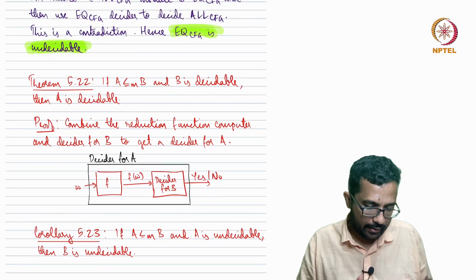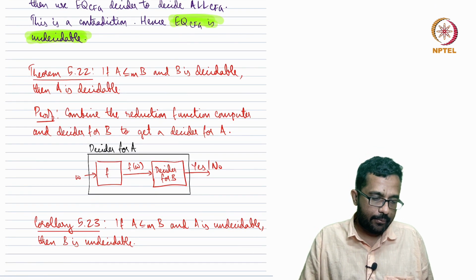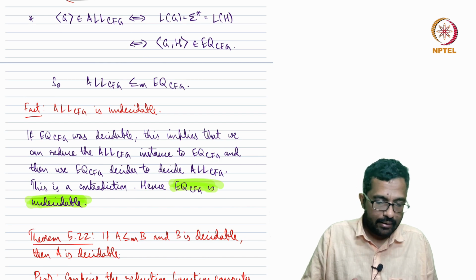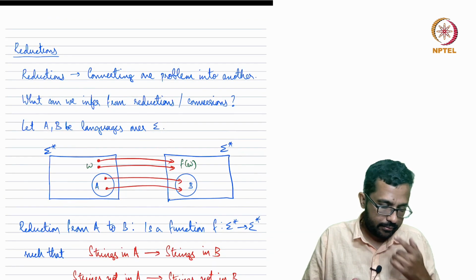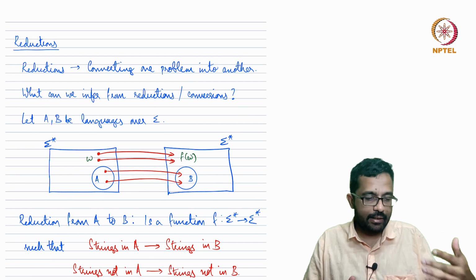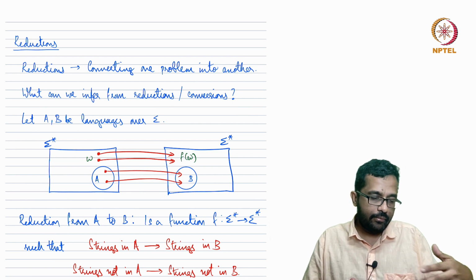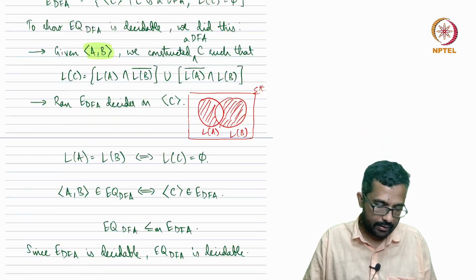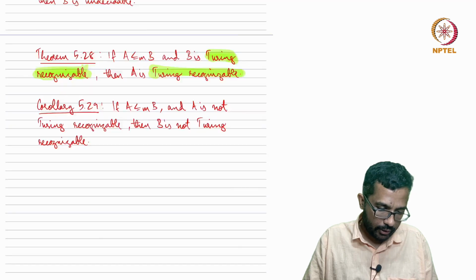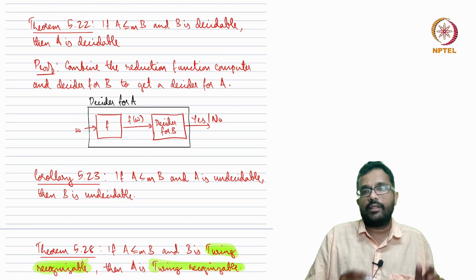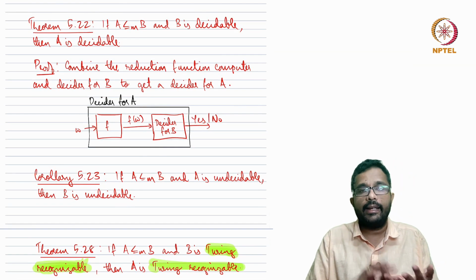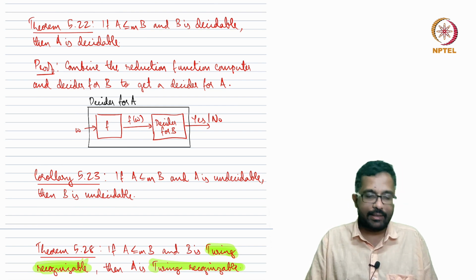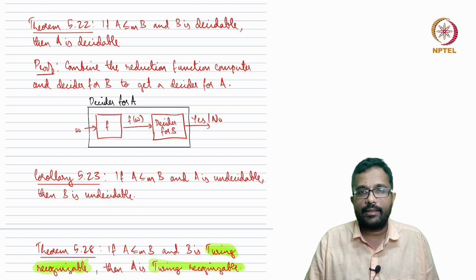So that completes lecture 39. Now we know how to prove something is undecidable using reductions. In lecture 40, we'll start proving that certain languages are undecidable by using corollary 5.23: if A reduces to B and A is undecidable, then B is undecidable. That is in lecture 40, and that's all from me in lecture 39. Thank you.